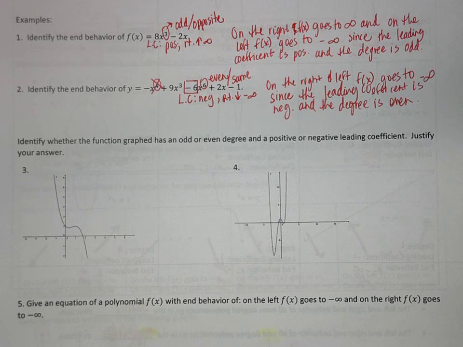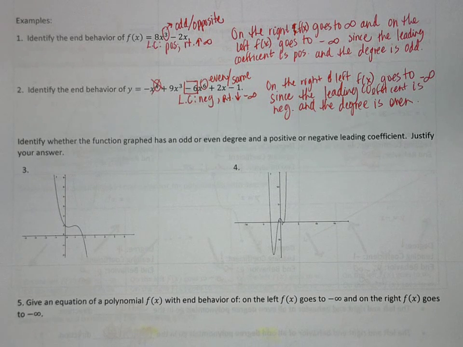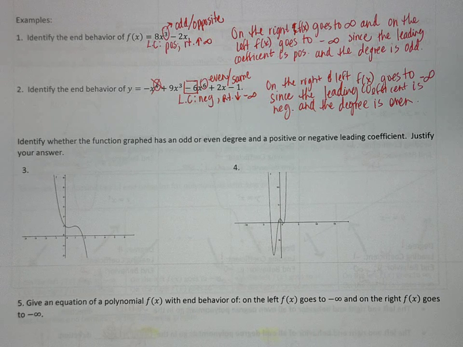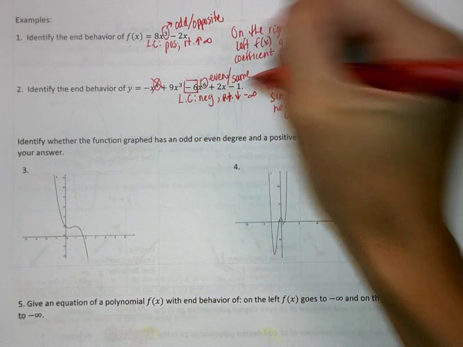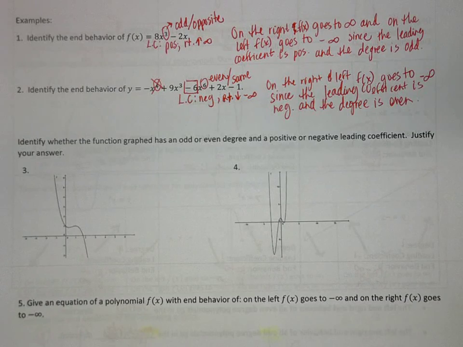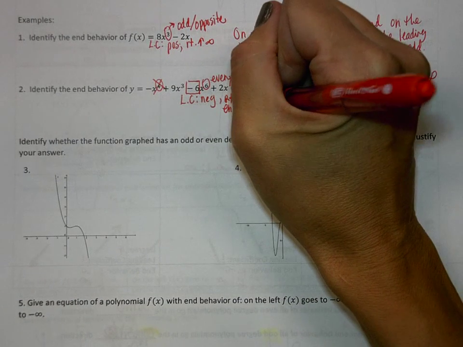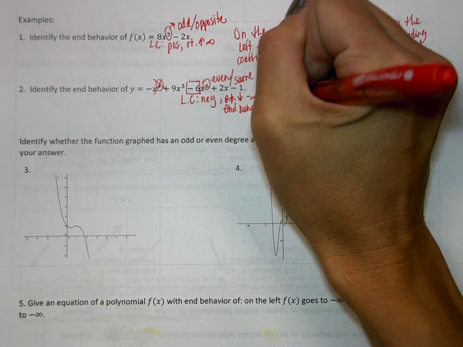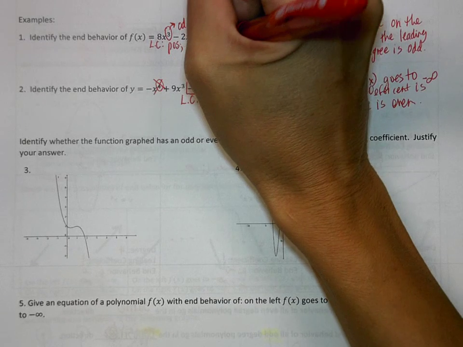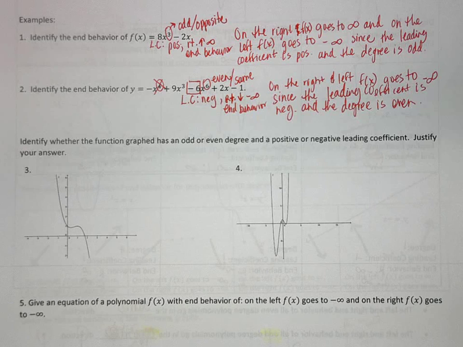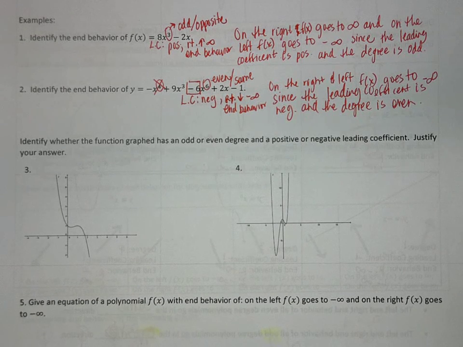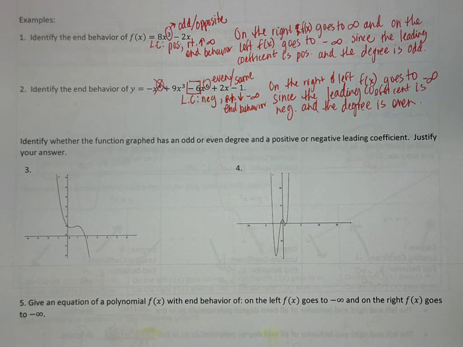Okay, any questions or clarifications? Yes. I put RT for right. So meaning the right side, the right end behavior goes down. Yeah, so it's the right end behavior. Any other questions or clarifications? Okay.